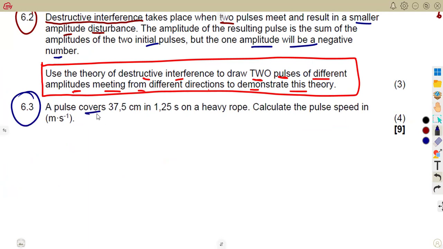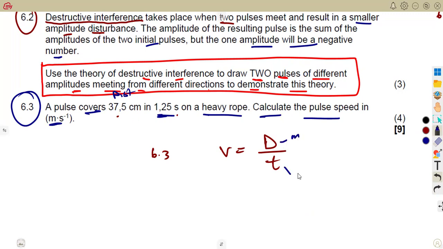6.3, we're given a pulse covers 37.5 centimeters, which is the distance. So we're given the distance in this time on a heavy rope. Calculate the pulse speed in meters per second. So guys, this is a direct question where you need to calculate the speed given distance and time. Remember, I say that the speed can be calculated when given distance and time. You can simply use distance over time. But this distance is supposed to be in meters, this time in seconds, so that we obtain what? Meters per second. We are supposed to have these units.